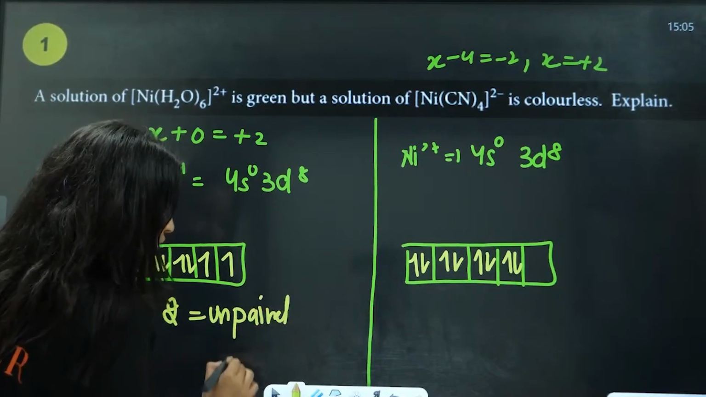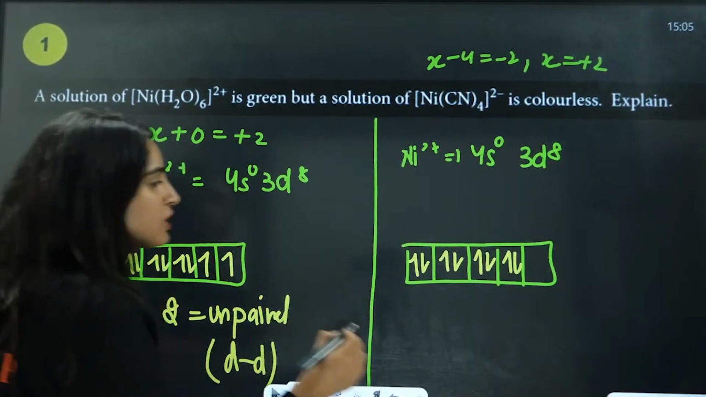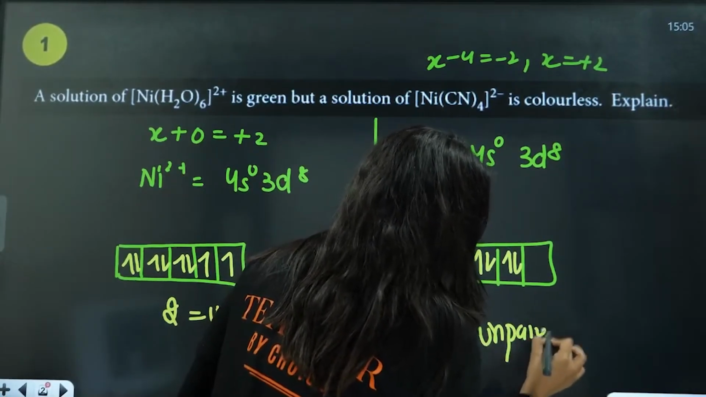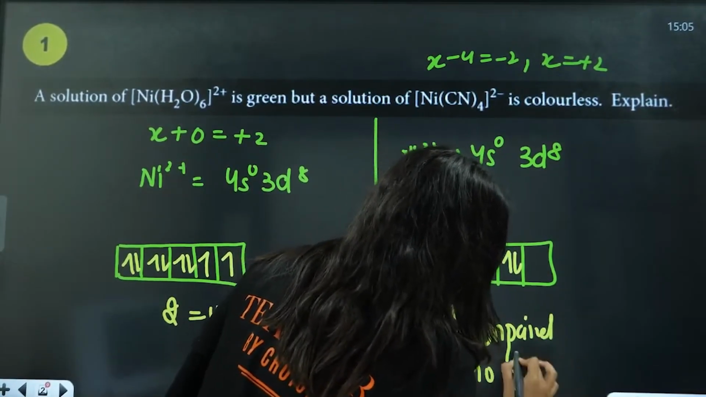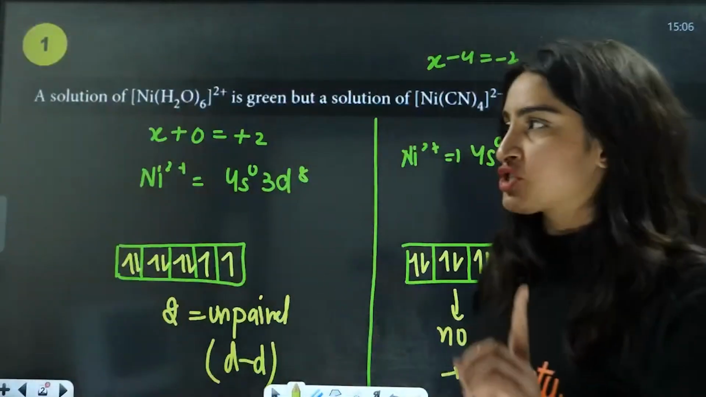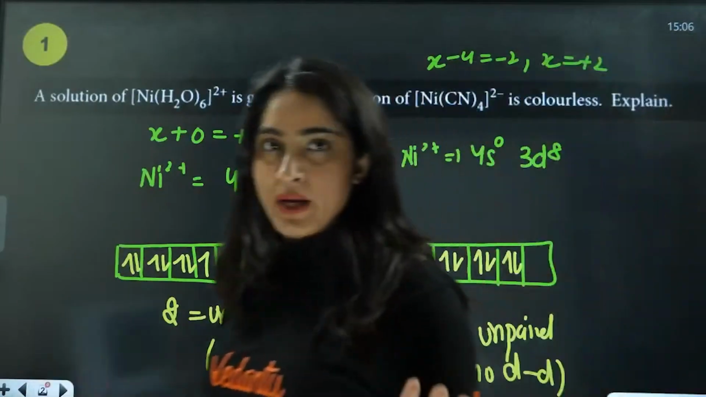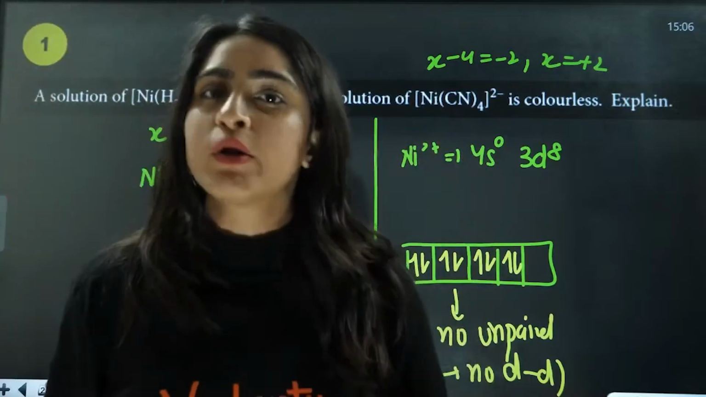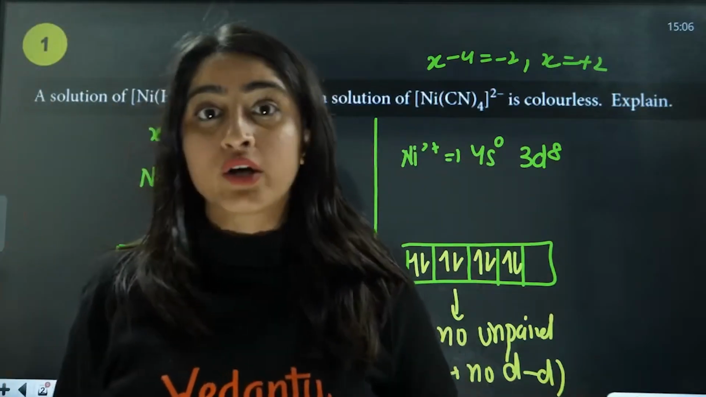That means d-d transitions. Here no unpaired electron, so no d-d transitions. So this is the first question. This question can be asked for any compound. They will ask you why this is colorless and this is not colorless.